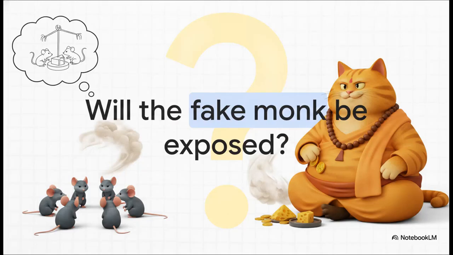So now we have a huge problem. How on earth do tiny little mice take down a large, cunning cat in his own domain? They definitely can't overpower him physically. It's just not going to happen. They have to outsmart him.